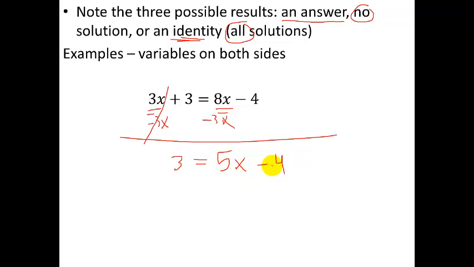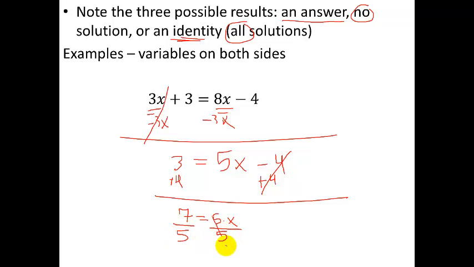So how do I get rid of a negative 4? Well, of course I add 4. And the golden rule says if I add 4 here, I must also add 4 here, giving me a total of 7 equals 5x. Last thing to do: the x is being multiplied by 5. To undo that, I divide by 5. Cancel out, and we get x equals 7/5. Final answer.